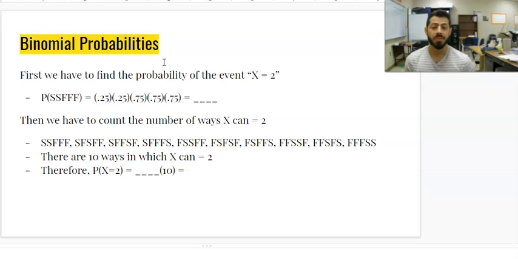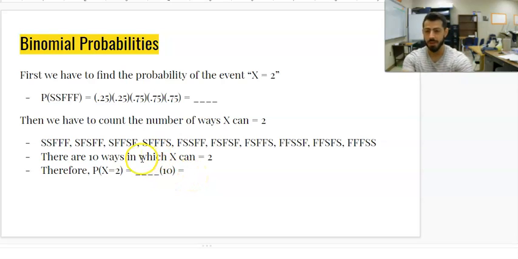So now we have to count the number of ways that x can equal 2. This is the probability that specifically the first 2 kids have type O blood, but it could be the first two kids, the first and third, the first and fourth, the first and fifth, the second and third, the second and fourth, the second and the fifth, the third and the fourth, the third and the fifth, or the fourth and the fifth. So count all these up, there are 10 different ways 2 of the kids can have type O blood.